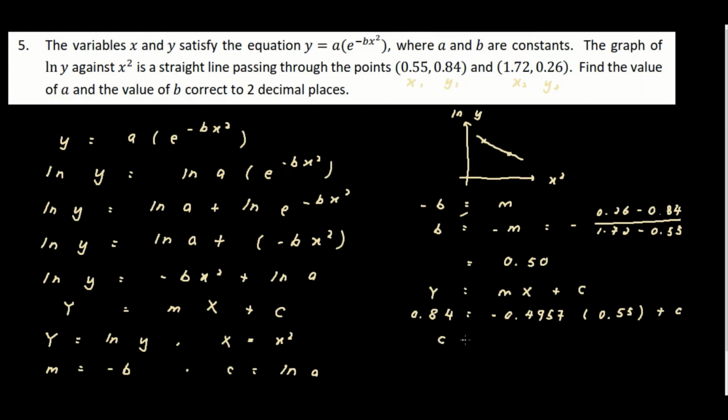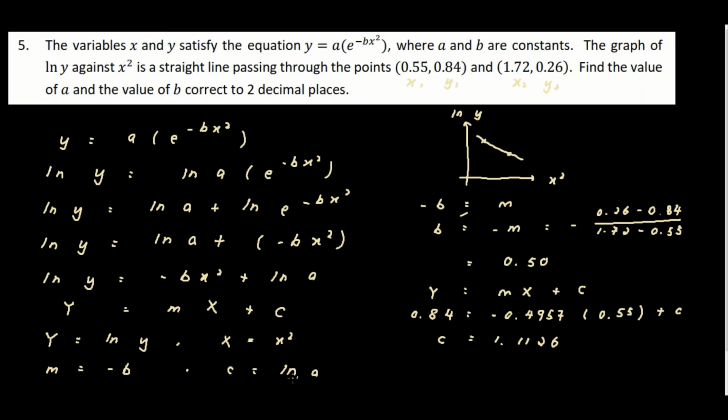You can try to use your calculator as well. It will be better if you still have your value in your calculator, so let's use the original value so you can get a much more accurate answer. Multiply by 0.55, then after that 0.84 minus your answer. You should be able to get 1.1126. All right, okay.